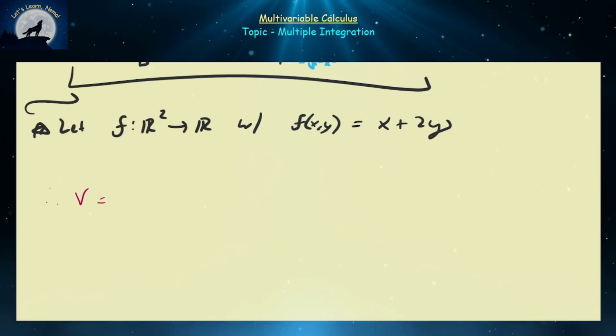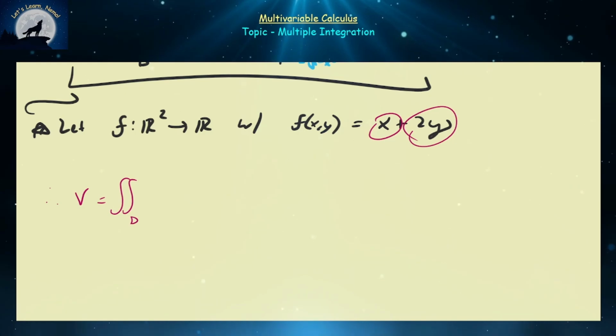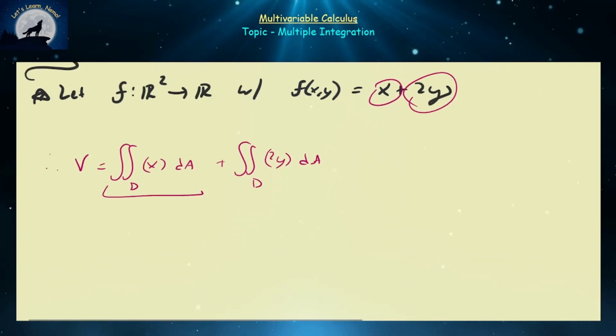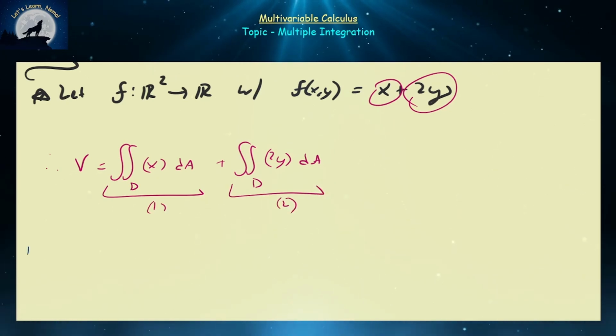So V is going to be equal to, we can integrate over D for x dA, and then we can integrate over D for 2y with respect to A as well. Right? So let's focus on this first integral, and then we can focus on this second integral. So integral number 1, what do we have? We have the integral from -1 to 1, and then the integral from minus the square root of 1 minus x squared to positive square root of 1 minus x squared.